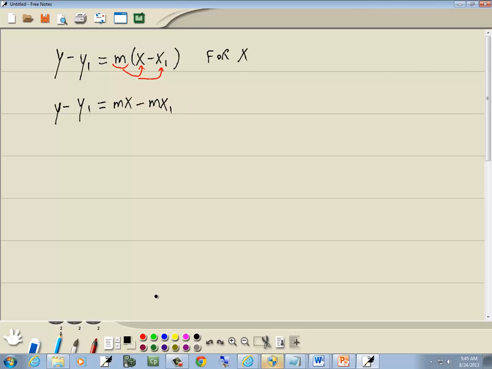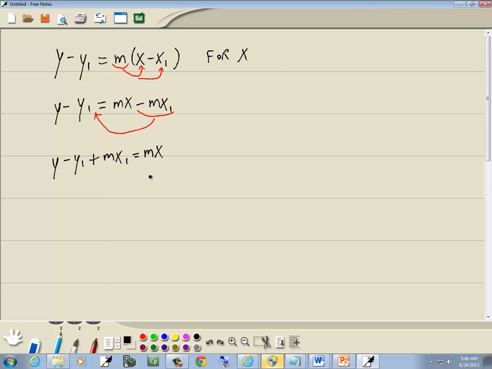Now step 2, get rid of fractions. We don't have any. Step 3, get everything with the variable we're solving for on one side, everything else on the other side. We're solving for x. Now x is different than x sub 1, so keep that in mind. I'm going to take this negative m x sub 1 and take that over to the left side. So I'm going to have y minus y sub 1 plus m x sub 1. Remember, when you take anything across equals, the sign changes. So the negative m x sub 1 becomes a positive m x sub 1.